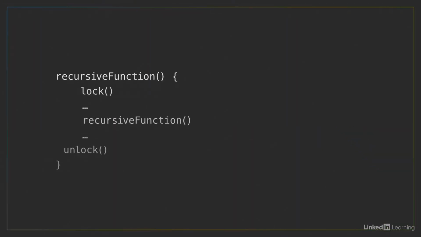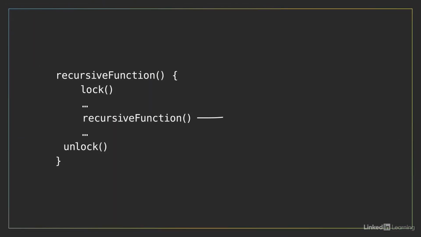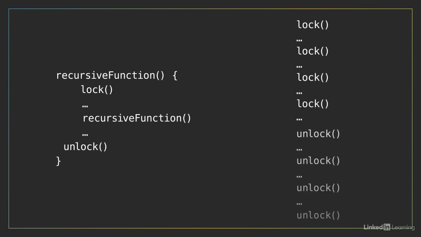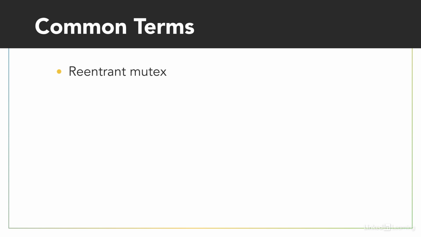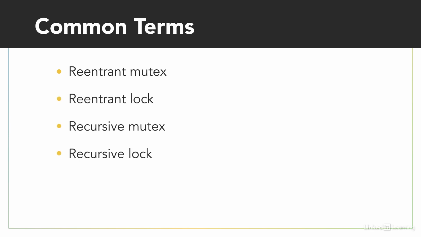One use case where reentrant locks are really needed is when writing a recursive function. That is, a function that calls itself. If the function makes a recursive call to itself from within a locked section, it will lock the mutex multiple times as it repeats itself, and then unlock the mutex an equal number of times as it returns and unwinds. Since a reentrant mutex can be used recursively like this, you'll often hear it referred to as a recursive mutex or a recursive lock. Different languages use different terms, but these all basically mean the same thing.